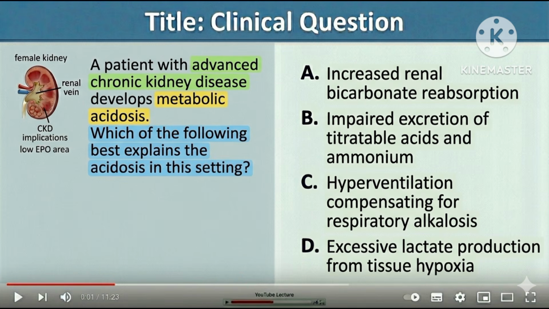A patient with advanced CKD develops metabolic acidosis. As we all know, in CKD there are reduced functional nephrons, so hydrogen ions will not be excreted as ammonium and titratable acid. Retention of hydrogen ions will lead to normal anion gap metabolic acidosis in chronic renal failure patients.